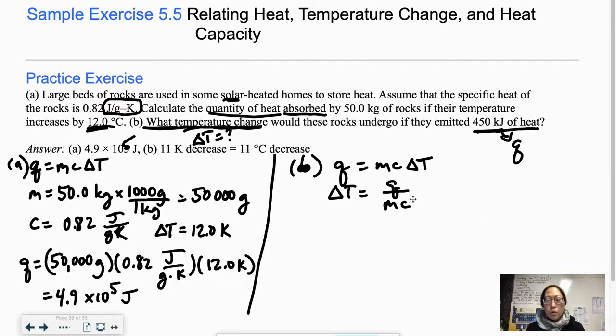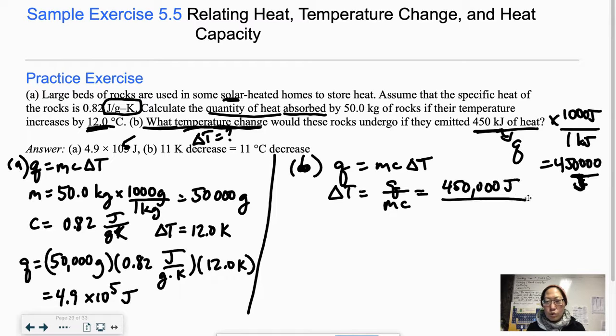I've got my Q. I have my mass. I have my specific heat. I can solve for the temperature change that would happen if the rocks emitted 450 kilojoules of heat. Now, I just want to check my units again. I see that I need joules, so I'm going to convert my 450 kilojoules to joules by multiplying by 1,000 joules per kilojoule, and I will get 450,000 joules. Let me get the right unit on there. So let me plug this in now.